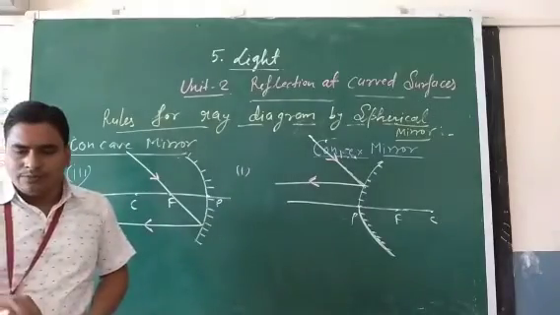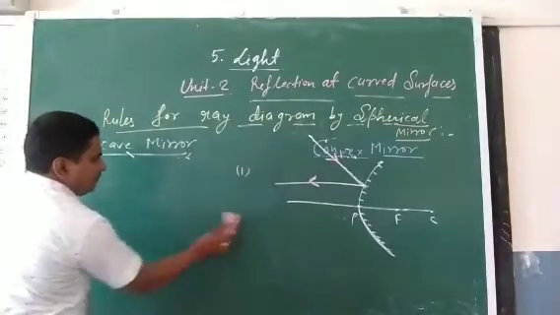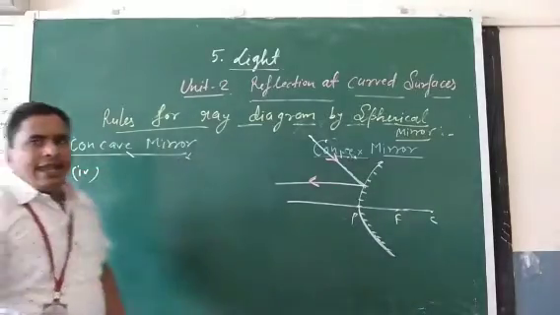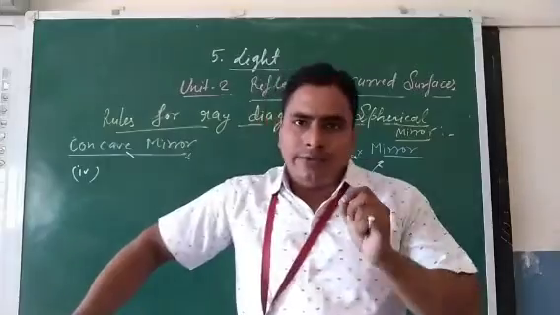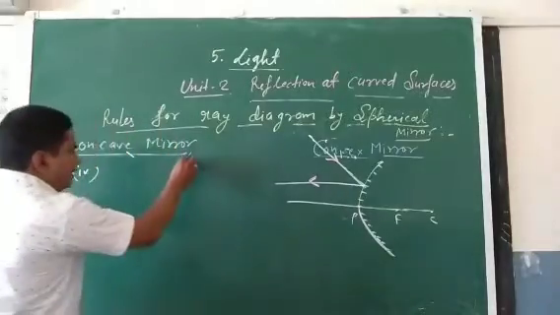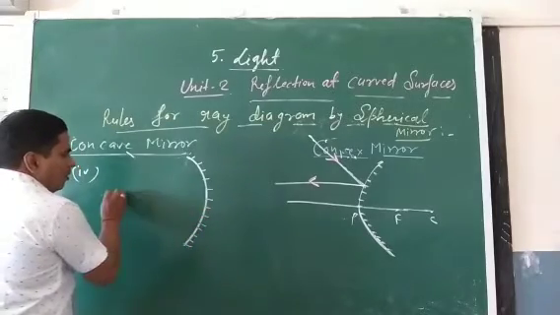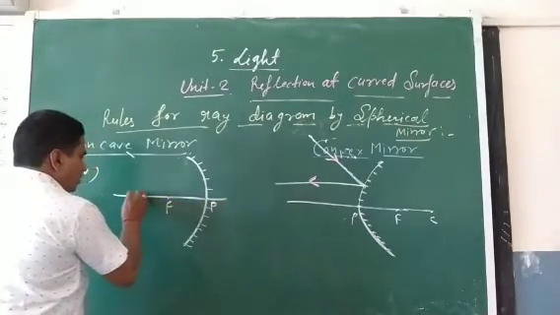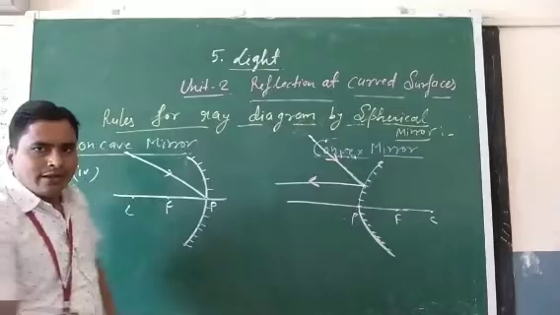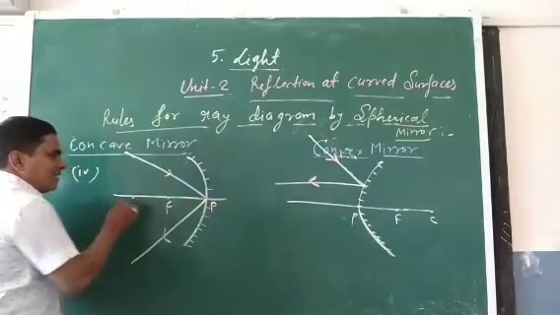Now, next and last, fourth rule. See here, fourth rule. Any incident ray of light coming from a source directly falls on the pole. Then this concave mirror behaves like a plane mirror, and this principal axis behaves like a normal.